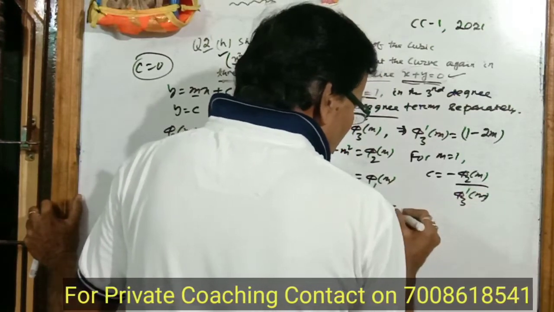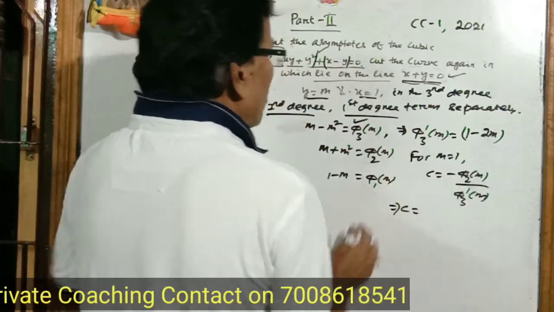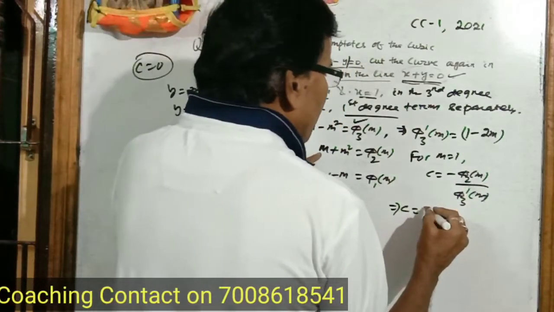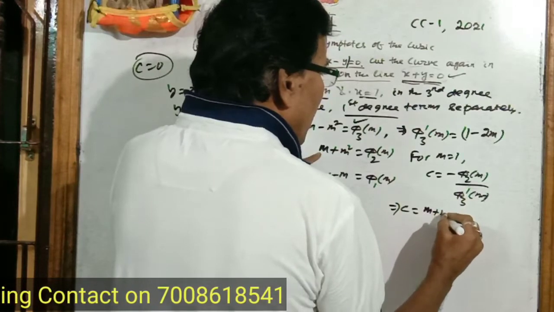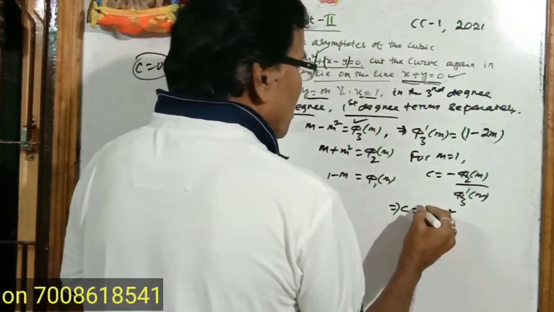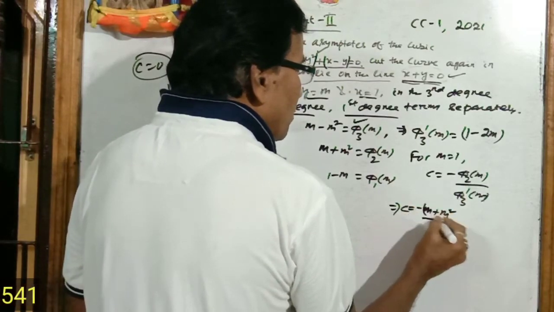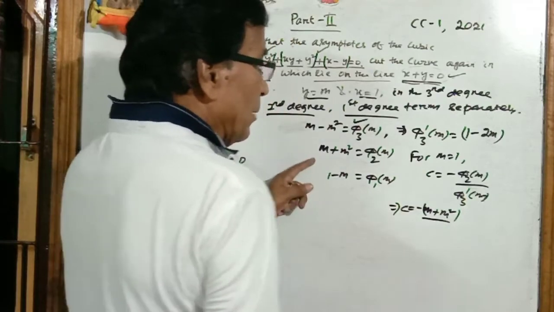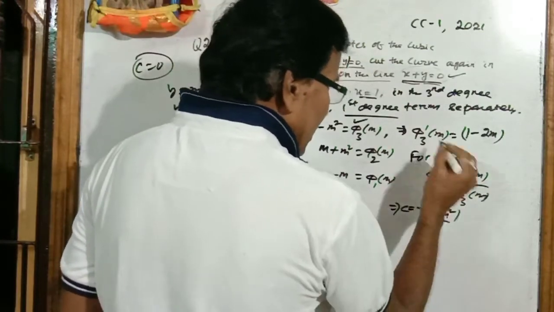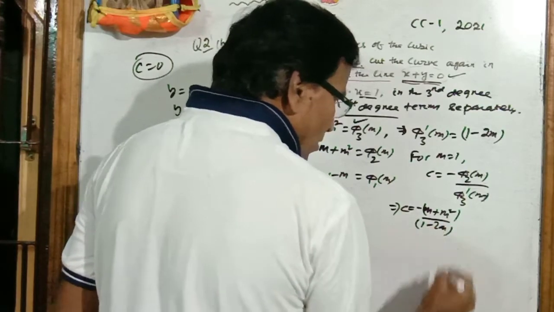So what is the value of c? So c is equal to phi of m, where phi of m is m plus m square, divided by minus of phi 3 dash m, that is 1 minus 2m. That is equal to m plus m square divided by 1 minus 2m.